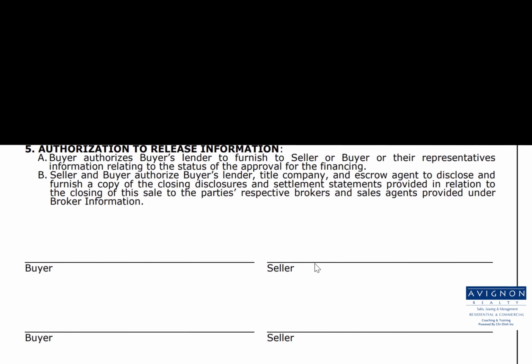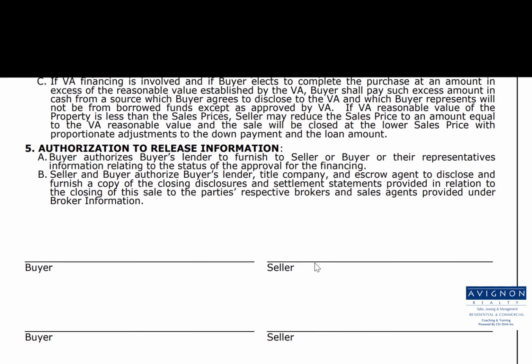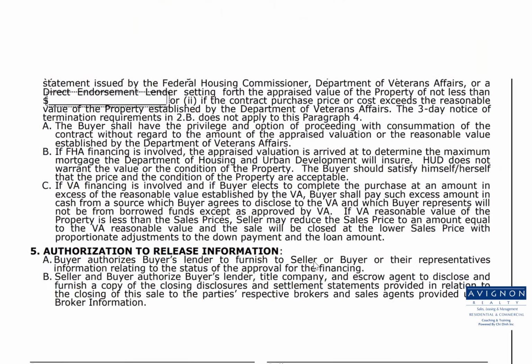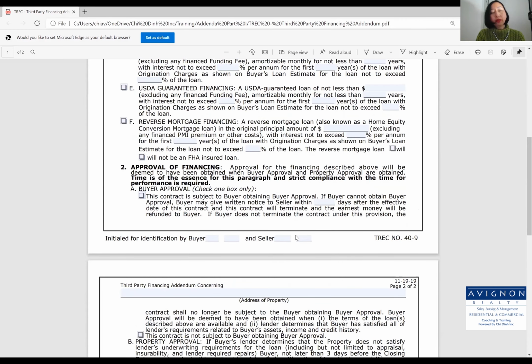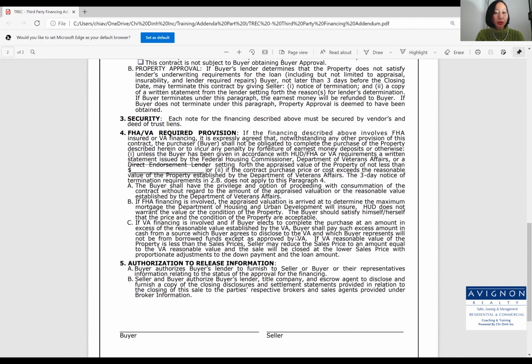And that is the overview of the third-party financing addendum. And really what you need to know here is that the buyer needs to get approved, and then the property needs to be approved, and then there's a requirement for FHA and VA.